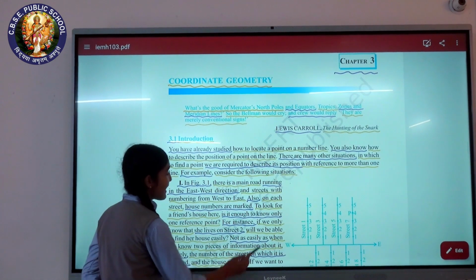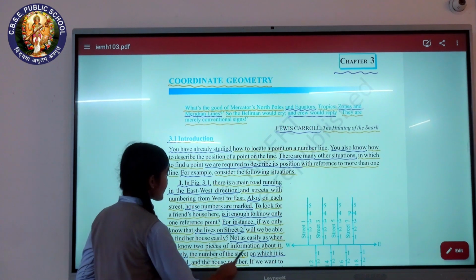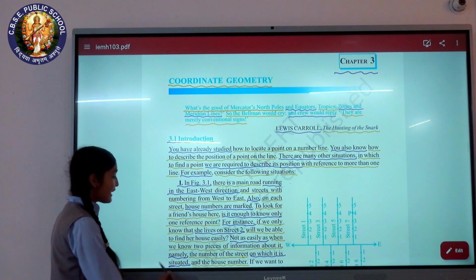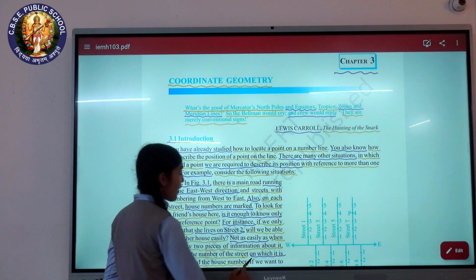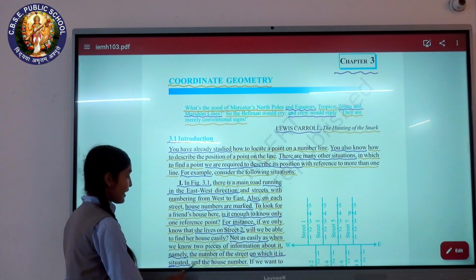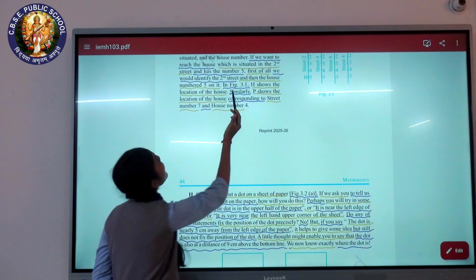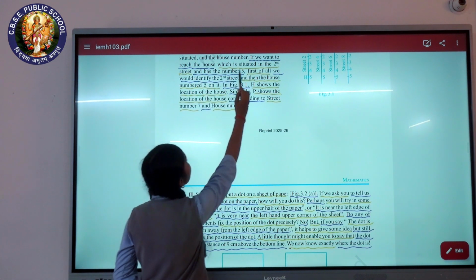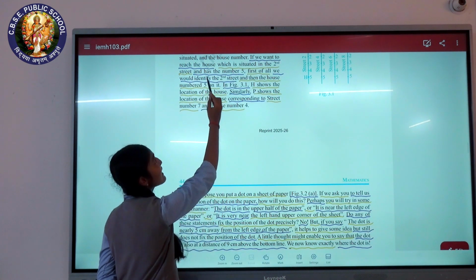Not as easily as when we know two pieces of information about it. Namely, the number of the street on which it is situated and the house number. If we want to reach the house which is situated in the second street and has the number 5.